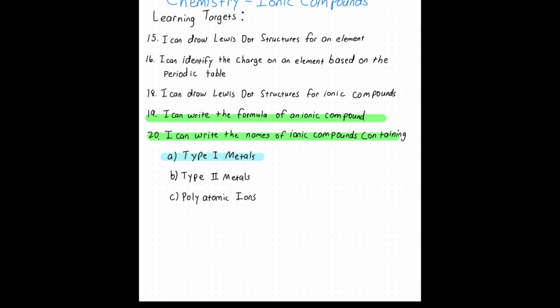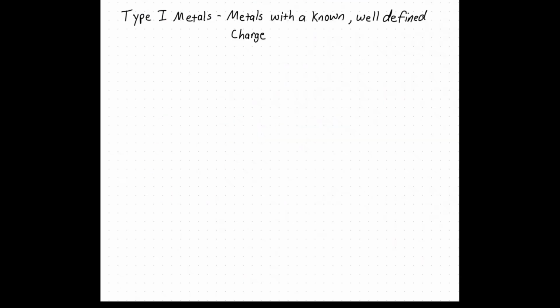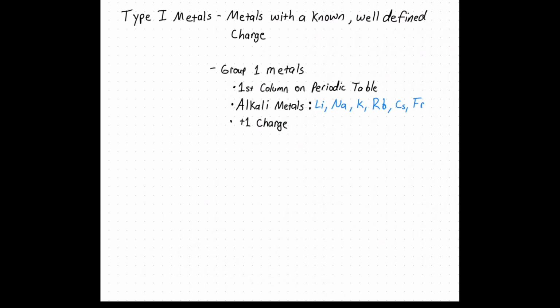So first of all, you might wonder to yourself, what is a type 1 metal? Well, a type 1 metal is a type of metal that we know the charge. So these metals have a known and well-defined charge, and they kind of come in 3 different flavors. The first one is our group 1 metals. This is also known as the first column on the periodic table. We call them alkali metals, and those are like lithium, sodium, potassium, and so forth.